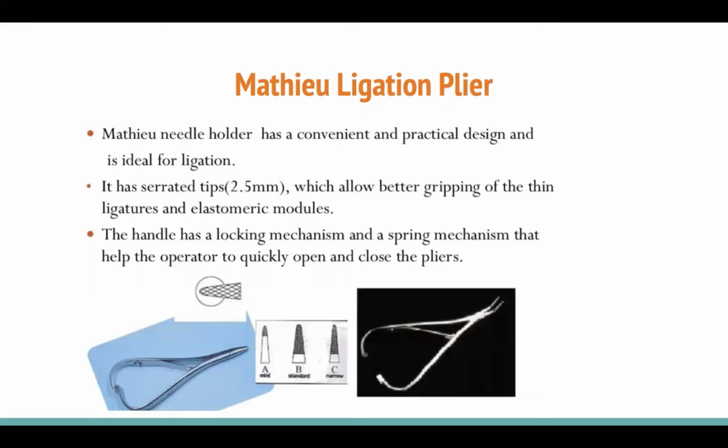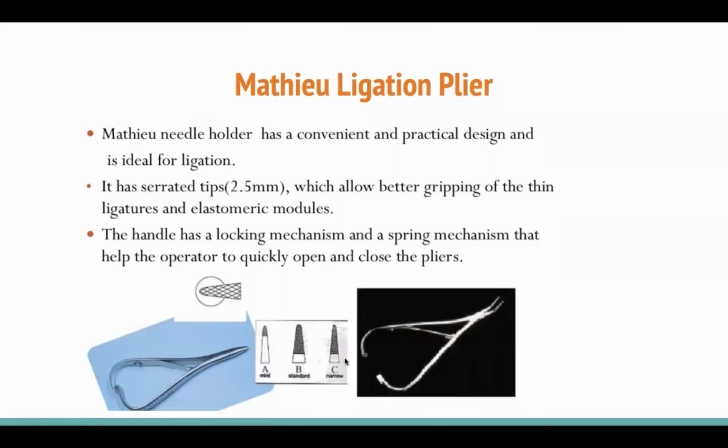Then the other important plier we need is the Mathieu Ligation Plier. There are various pliers which can be used in techniques to put the ligature, like O-rings or ties, to the bracket. Okay. What I use is the Mathieu. I find it's the best one. There are two types of it, the one with a straight beak and the other one with the angled beak. You can have assorted ones. Whichever you find more convenient, you can use. Usually the angulated is used for the posterior region, and the straight one you can use for the front.